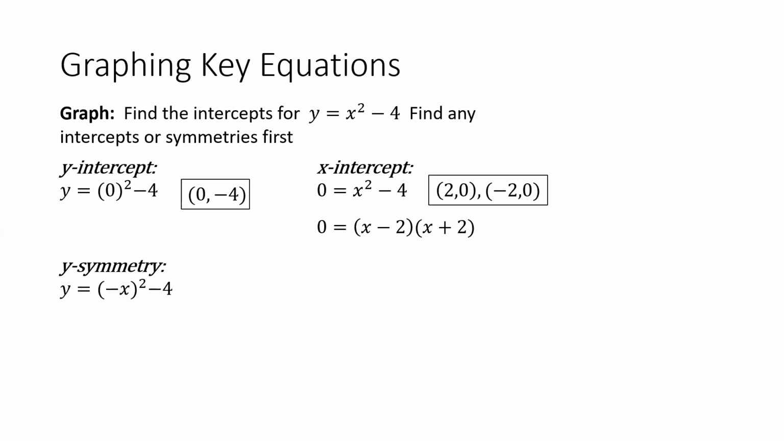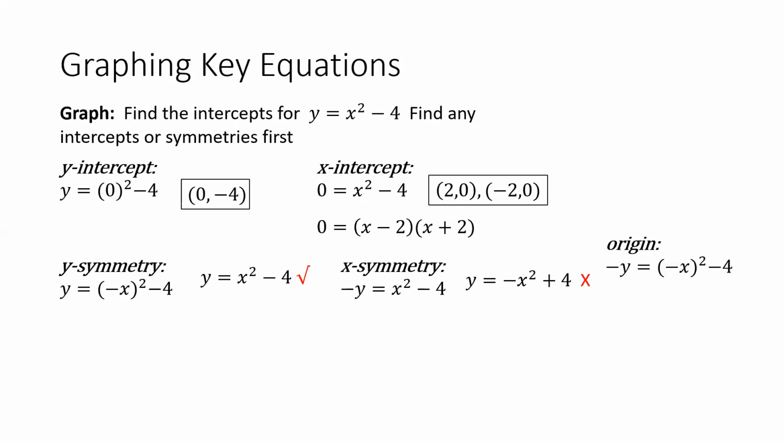Now I want to see what my symmetries are so that when I'm plotting this graph, I have more pieces of information to make it look more correct. Well, I test my symmetry about the y-axis by plugging in negative x and simplifying. Negative x squared is x squared. Check, good to go. For my symmetry about the x-axis, I plug in negative y, multiply both sides by negative 1, and get negative x squared plus 4. I go back and check the original equation, not matching up, so it's not going to be symmetric about the x-axis.